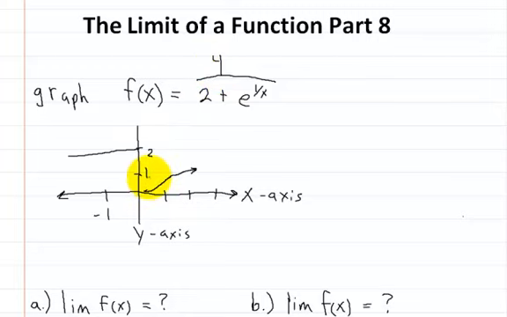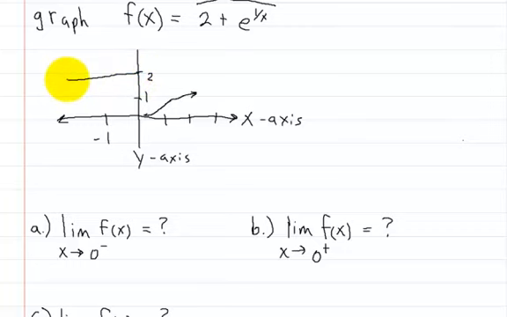And they're going to ask, what's the limit of f of x as x approaches 0 from the left? If you're approaching from the left, you're coming over here and going this way, and you're going to get 2. So the answer to A is 2. The limit of f of x as x approaches 0 from the left is 2.